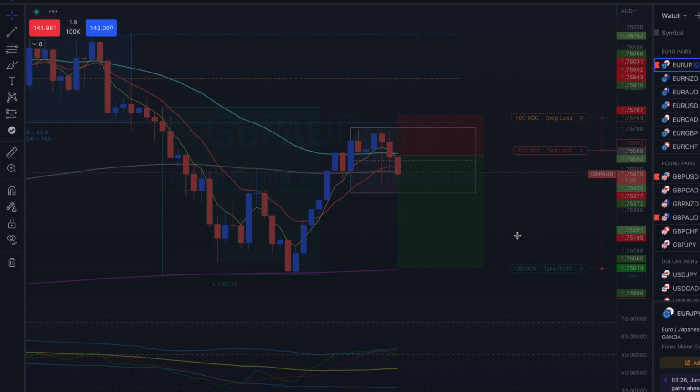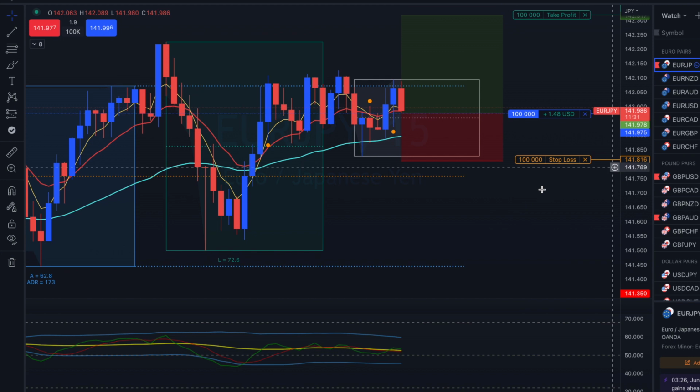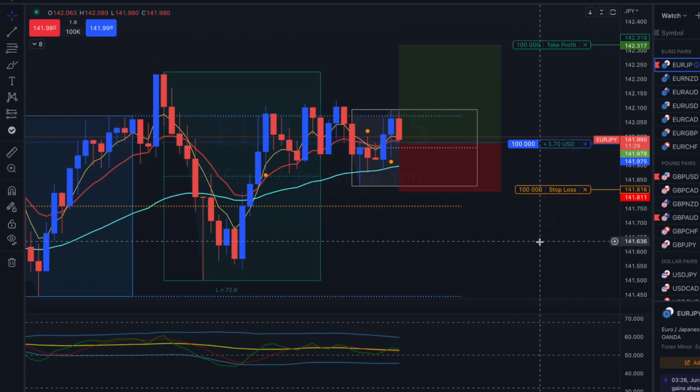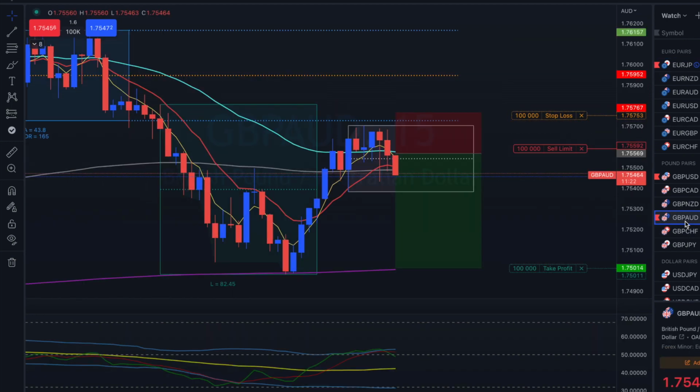Euro JPY, same thing. I'm going to leave it, and then we'll come back in 6 candles, and then we'll see how we're doing, and then we'll wrap it up from there.